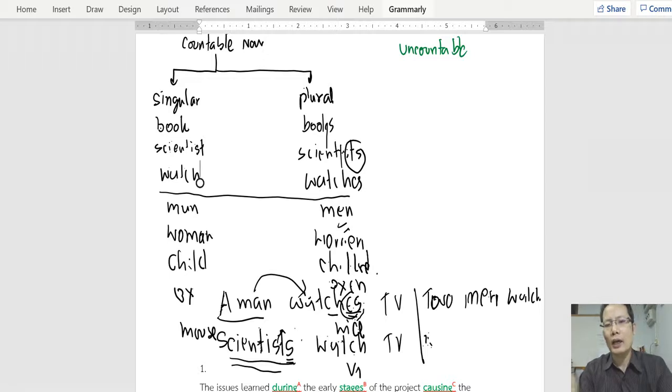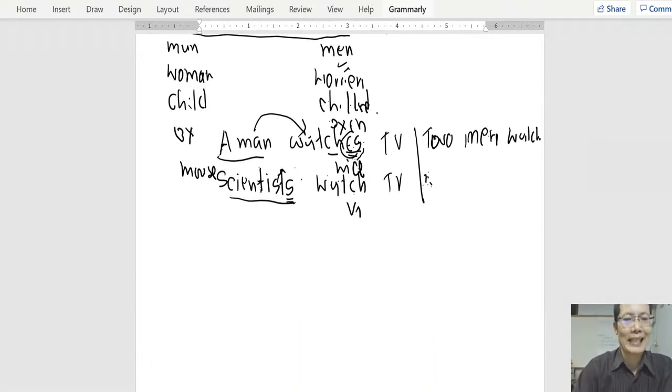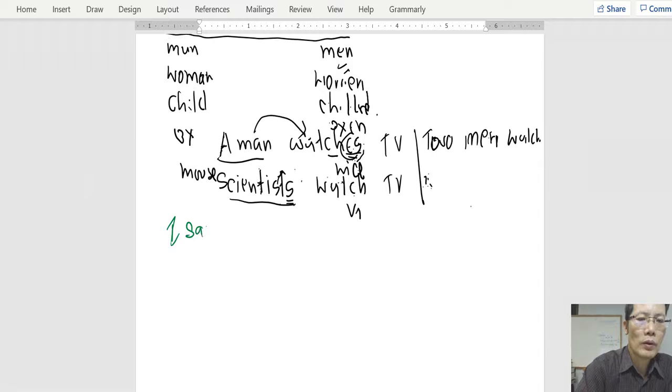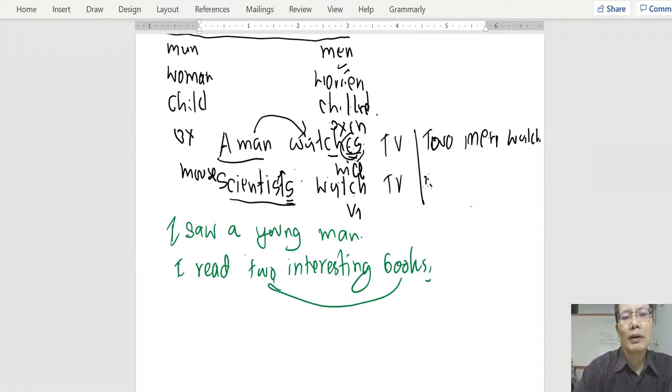Subject. But at the end, what's that? Object. That is nothing difficult if it is the object of a verb. For example, if it is the object of a verb: I saw a young man. Nothing. I read two interesting books. Nothing. We use S because of two, that's all. At the end, in the library, maybe library, two libraries or three libraries, depends on you. Library, okay?